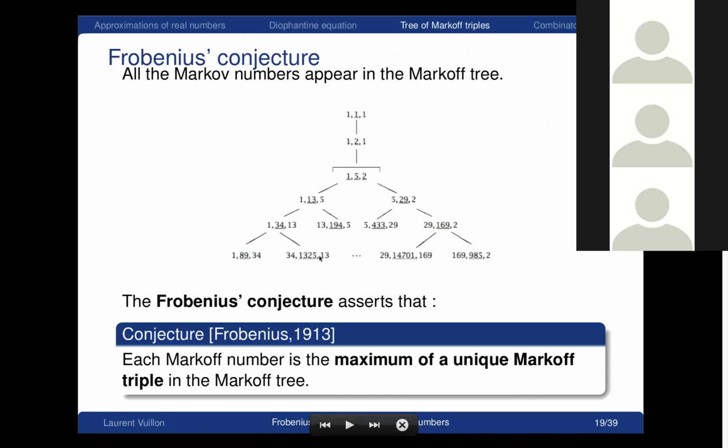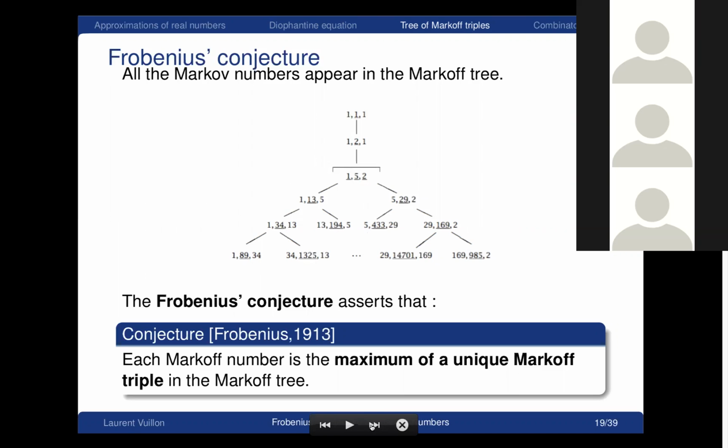So the conjecture is really easy to state. You just have to look at all triplets in your Markov tree and try to prove that the maximum of a unique Markov triple is on each triple. Okay.